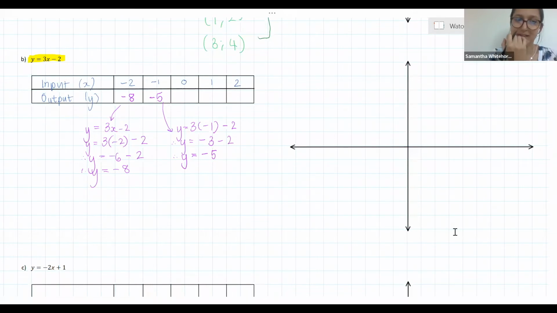And Sandra, would you like to give us the output for the input of 0? Hello, ma'am. Yes, ma'am. The output, ma'am, will be -2. Excellent. Well done. So guys, 3 times 0 is 0, and 0 minus 2 is -2.